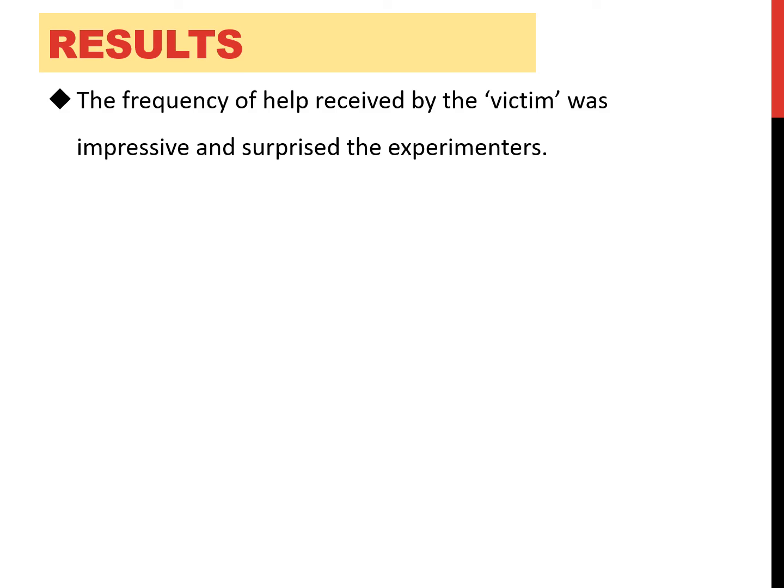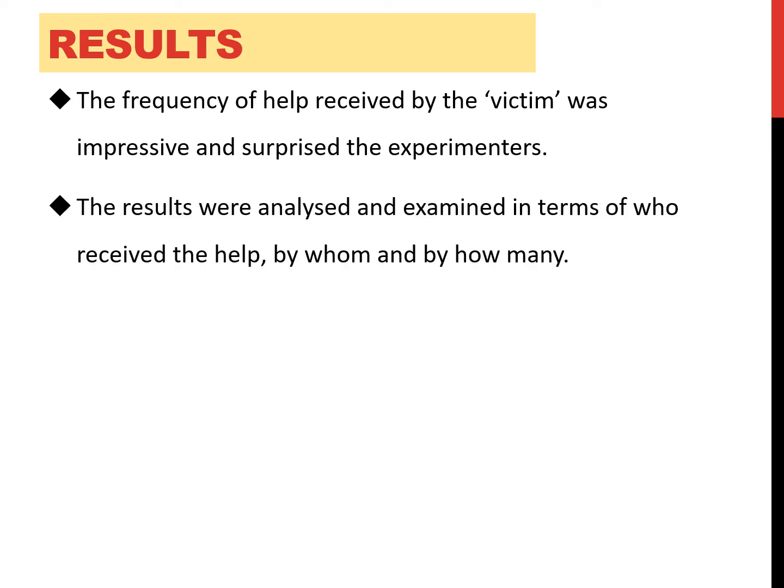Okay, so the results that they gathered, as I said earlier, were quantitative and qualitative. So you can refer to the previous slides to read what quantitative and qualitative data they collected. So I'm just going to go straight to the results. So the results of the study, the frequency of help for the victim was surprisingly impressive. And it surprised the experimenters because many people helped. So their prediction was totally different.